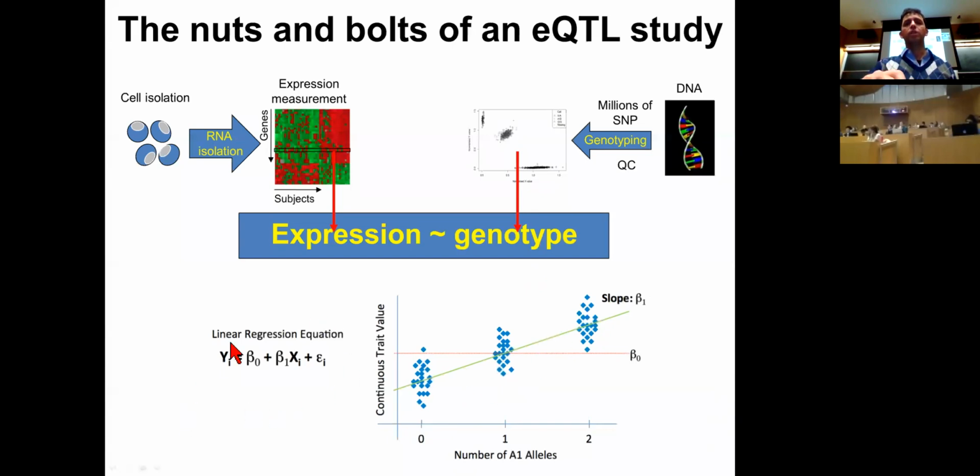And what eQTL discovery is about is effectively asking what is the linear regression equation that relates my expression to my genotype. I have some baseline expression for every gene. I have some slope that tells me how the basic level of expression varies with genotype, and then some amount of noise surrounding it. Okay? Who's 100% with me on this? Yeah, question?